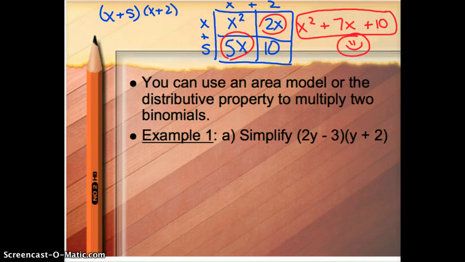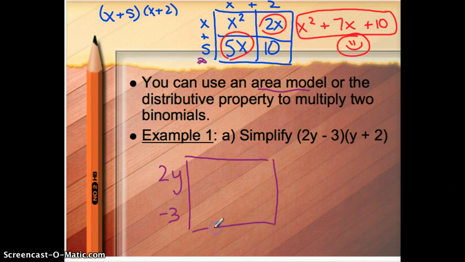Now I'm going to look at some more complicated problems. We'll work with an area model first, which is what I just used, the rectangles. Then I'll also show you how to use the distributive property. So we're going to simplify the quantity 2y minus 3 times the quantity y plus 2. If you want to make it an area model, you need to be careful. 2y minus 3 is the same thing as 2y plus negative 3, so I like to write that negative 3 altogether. And then y plus 2.